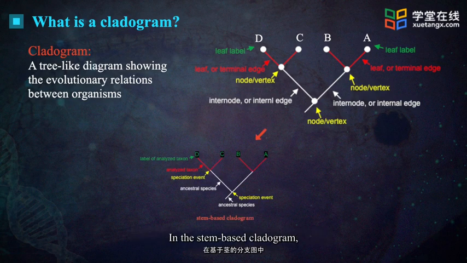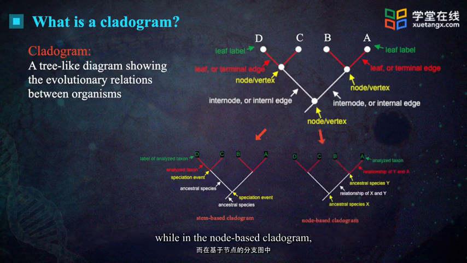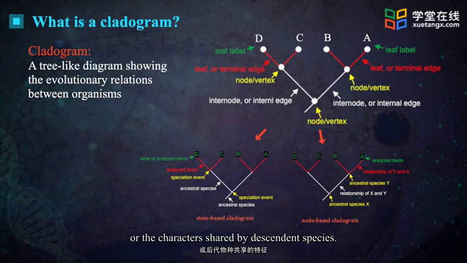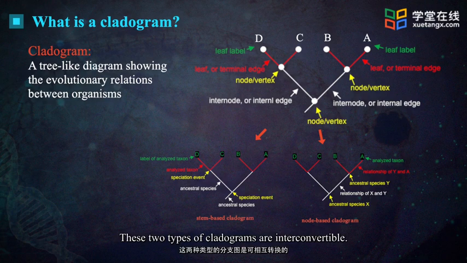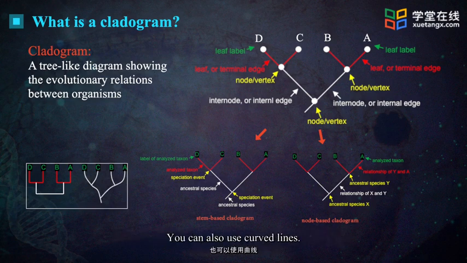Basically, there are 2 types of cladograms. In a stem-based cladogram, every node represents a speciation event, and the edges stand for species, while in a node-based cladogram, the nodes represent species and the edges indicate the relationship between species, or the characters shared by descendant species. These 2 types of cladograms are interconvertible. The lines in cladograms are not necessarily straight. You can also use curved lines.